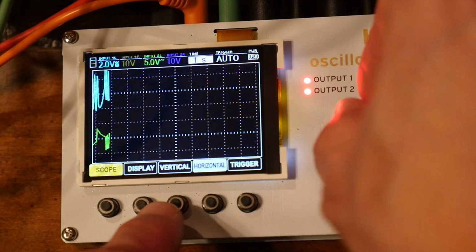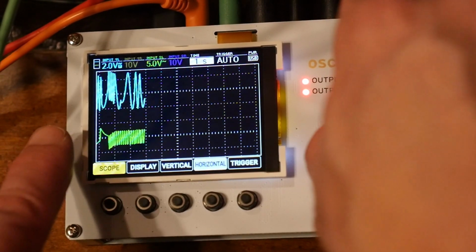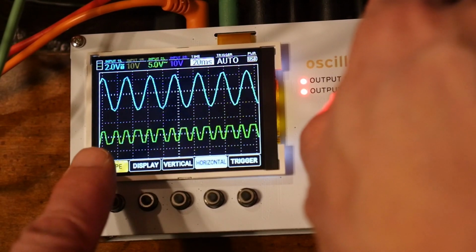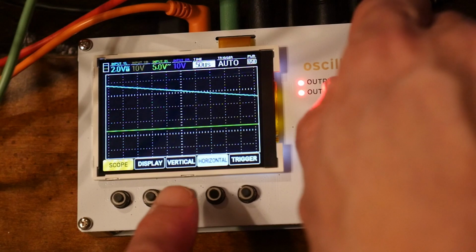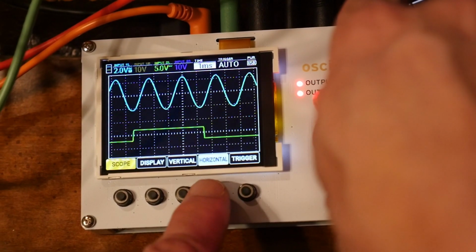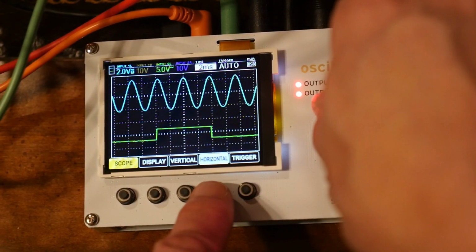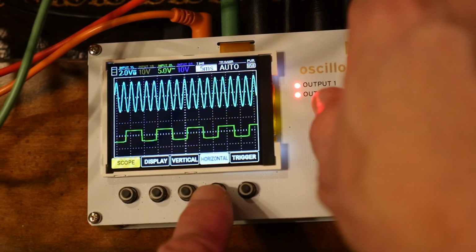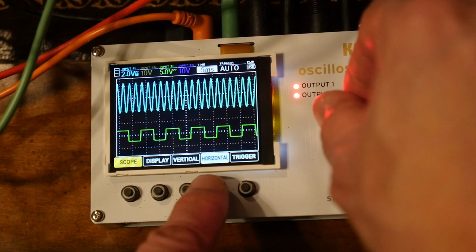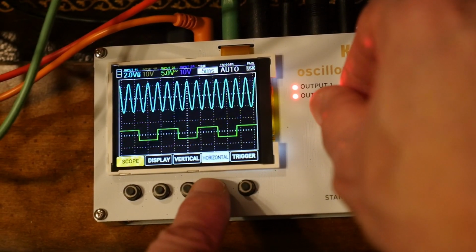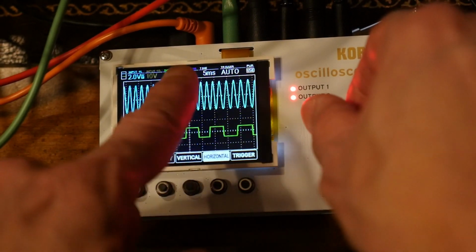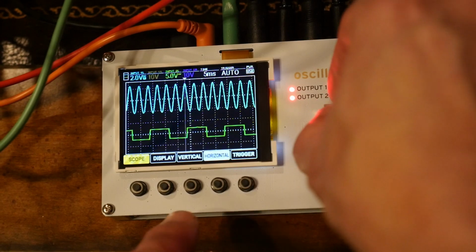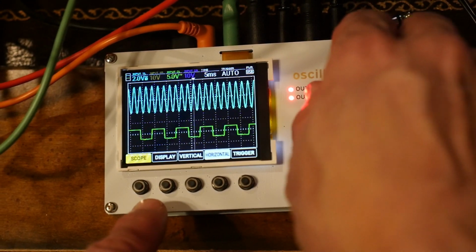And I can go from 1 second all the way to 0.05 milliseconds. Somewhere at around 2 milliseconds is actually quite useful. I can also change the position of the horizontal. You can see that center line, I can shift it right or left.